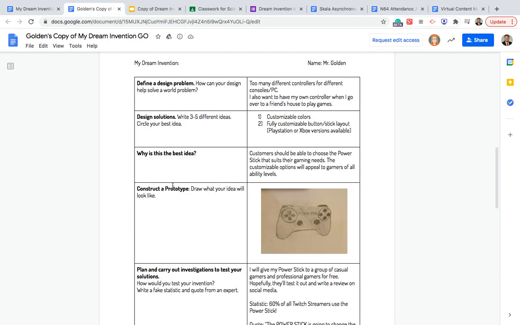So if we're looking at Mr. Golden's example, why is this the best idea? Customers should be able to choose the power stick that suits their gaming needs. The customizable options will appeal to gamers of all ability levels. So with his dream invention, he's created a power stick, which is a gaming controller that allows him to connect to any console, whether it is Xbox, PlayStation, Wii, Nintendo, whatever. So you could get any different variations of the power sticks that fit your needs as a gamer.